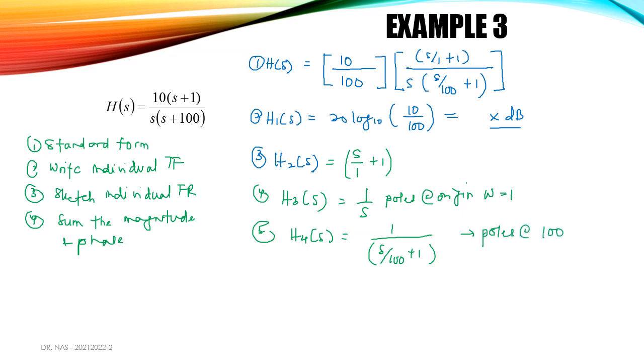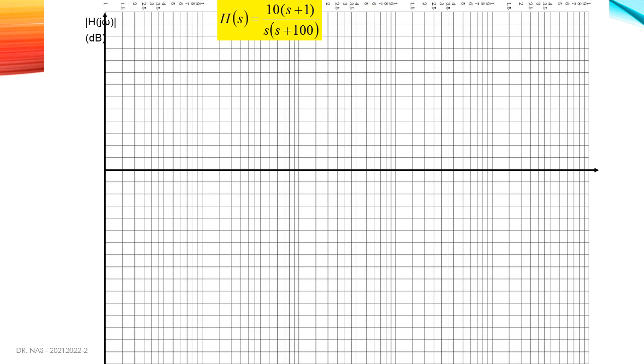Once we have all the individual transfer functions, you need to sketch the frequency response for each individual component, both the magnitude and the phase plot, and then finally sum them up. If the question asks you to draw, then you need to use logarithmic paper to draw your Bode plot. This is the solution for example 3 using logarithmic paper, so you can compare with your sketching.